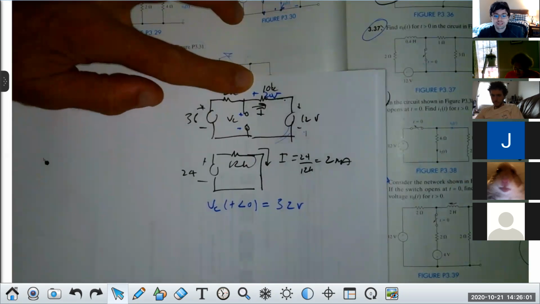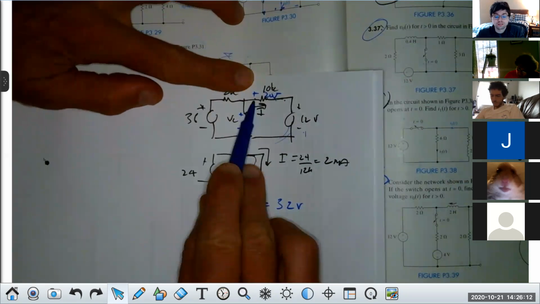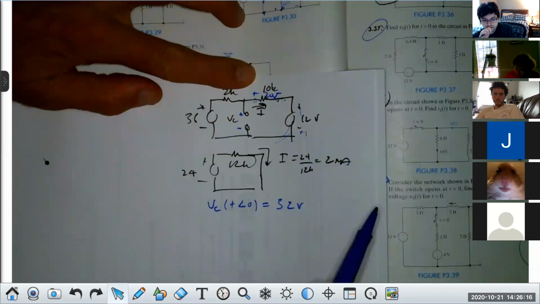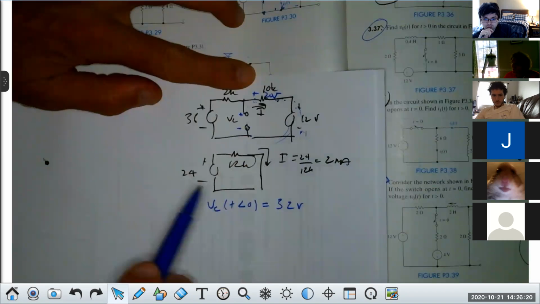Everybody? Not quite. What do you need? So where are you getting the 32 from? Okay, do you agree this is 20 volts here? Yes. And you agree this is 12? Okay. So I'd start at the negative terminal, an increase of 12, then an increase of 20 would be 32.